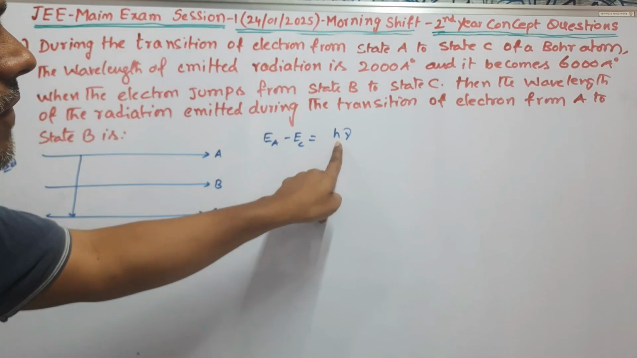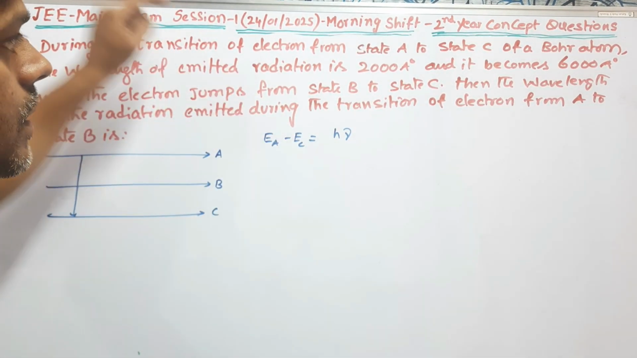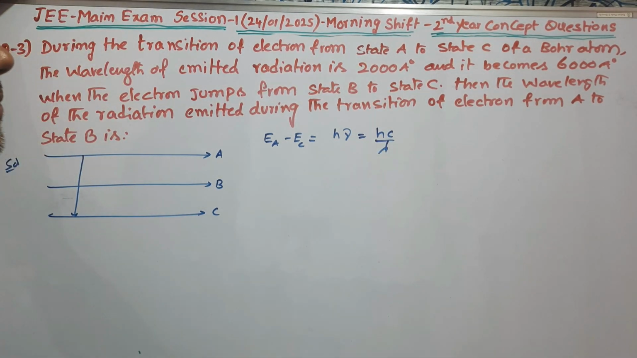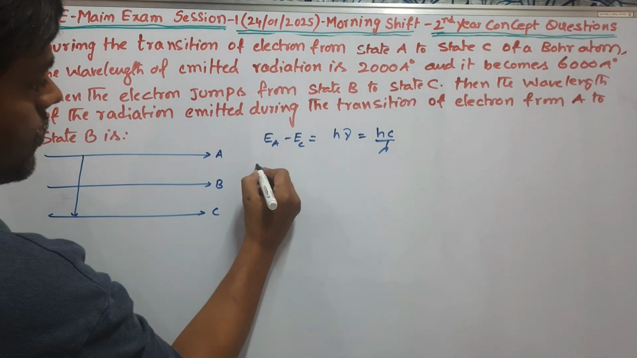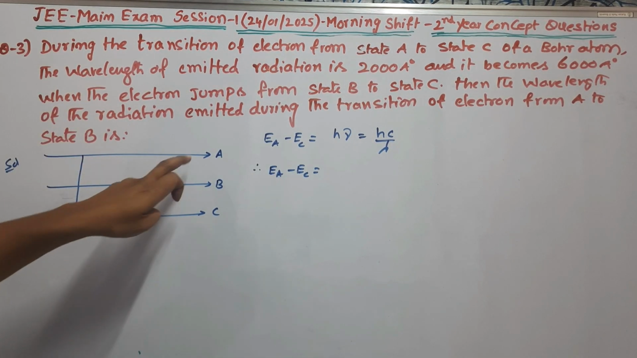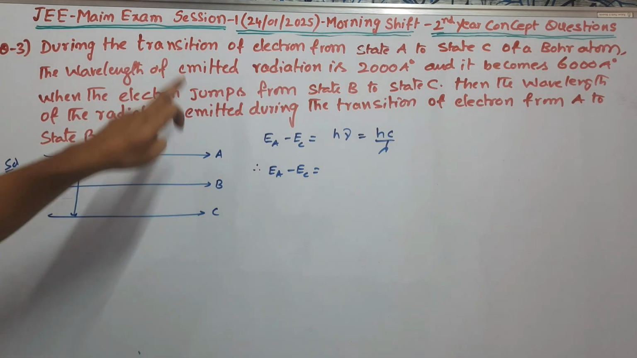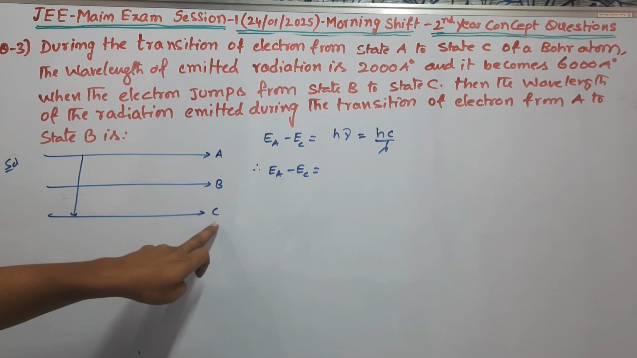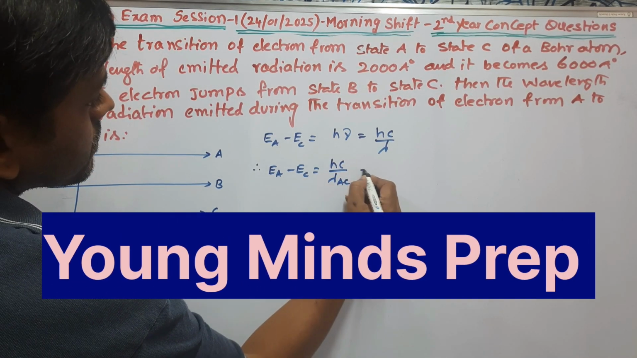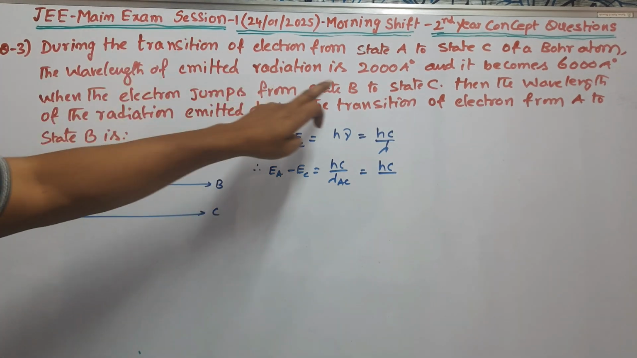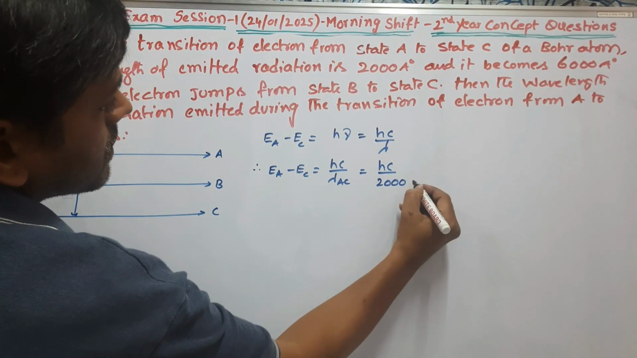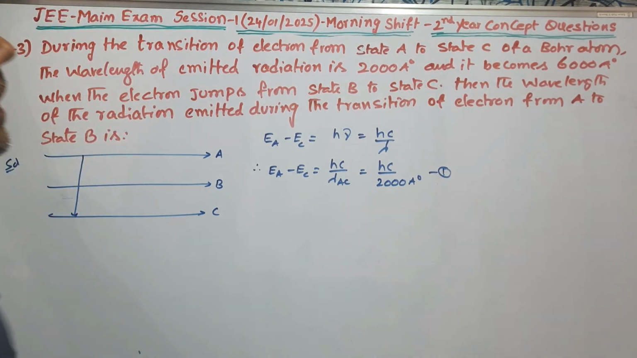Difference in energy equals photon energy, E is equal to h nu. But wavelength is given, so we write hc by lambda, because nu is equal to c by lambda. Therefore, EA minus EC, the difference in energy between state A and state C, according to the given question, equals hc by lambda AC. The wavelength of emitted radiation is 2000 angstrom, so hc by 2000 angstrom. This is equation 1.